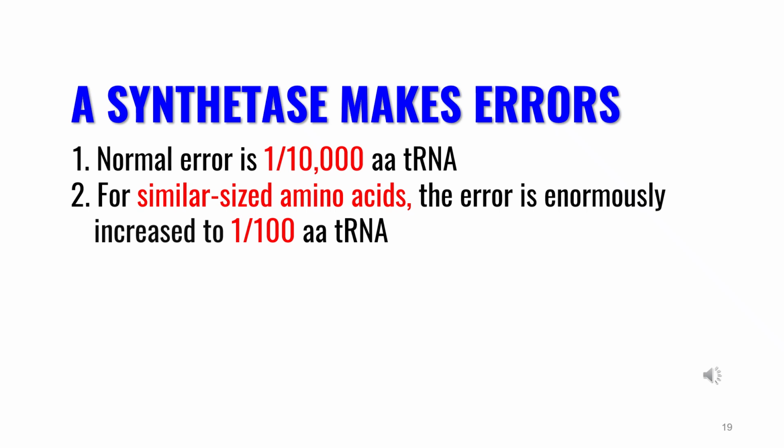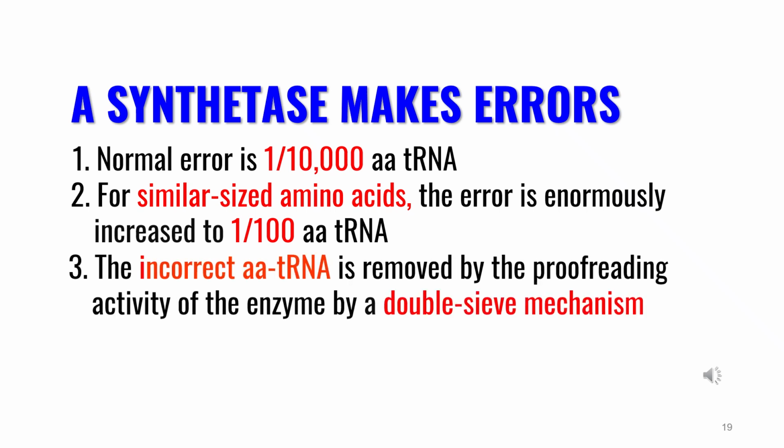The error is enormously increased to 1 out of 100 aminoacyl tRNA. This must be removed, otherwise you will see appearance of substitution in the protein being produced. The incorrect aminoacyl tRNA is removed by proofreading activity, which is known as double sieve mechanism.